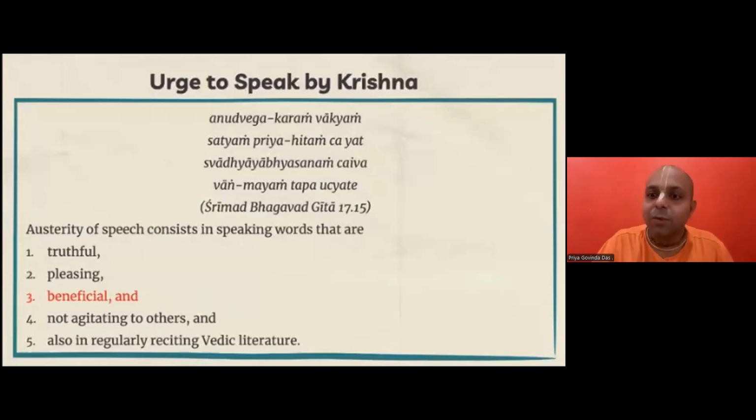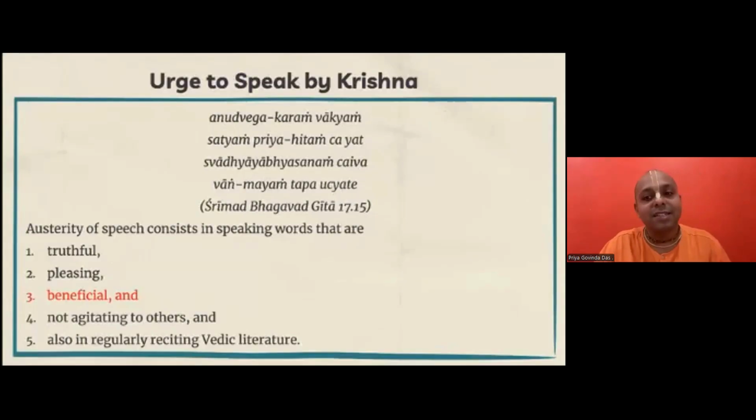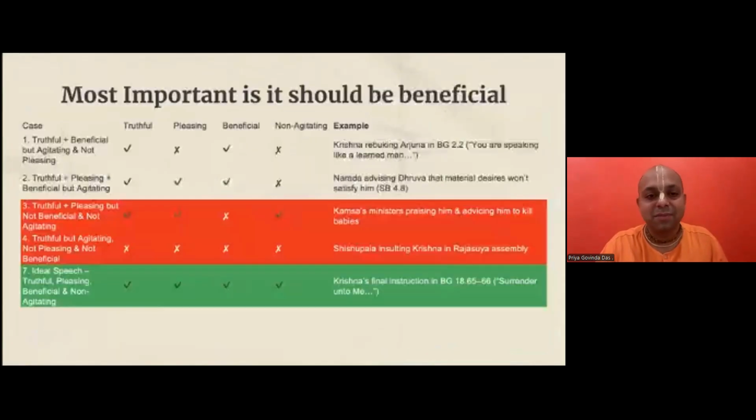Of course, others are also very important. It should be truthful, pleasing, and non-agitating. But still, we should keep in mind one thing. It should be beneficial for everybody. And there are various examples which are given. If it is not beneficial, but truthful, pleasing, non-agitating, it doesn't benefit. I will not go through all of them, but this red one, if you see, the number one is, the talk is truthful, pleasing and non-agitating.